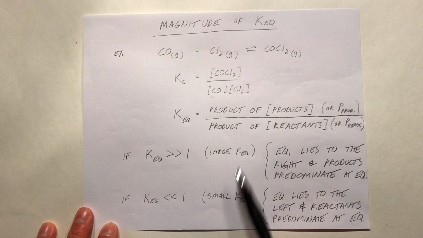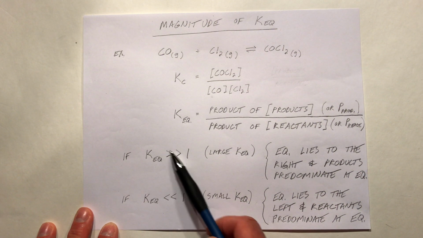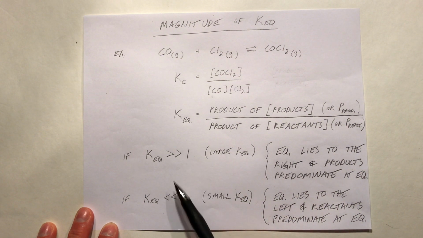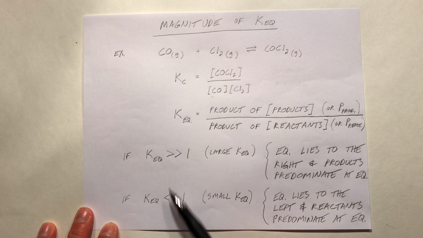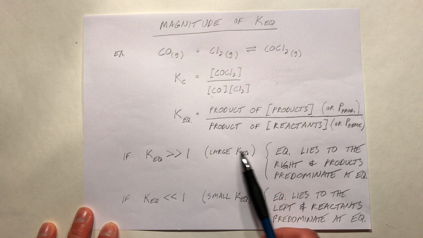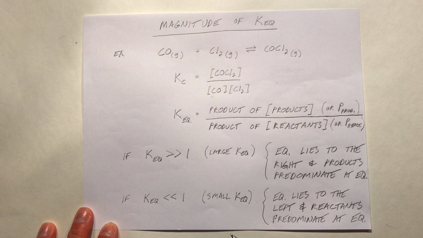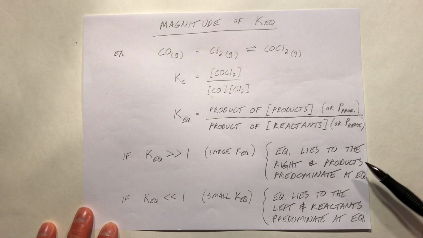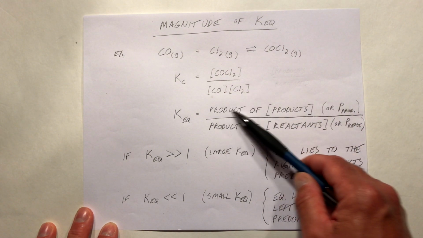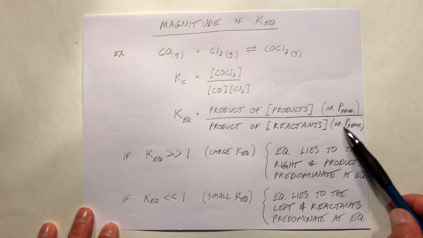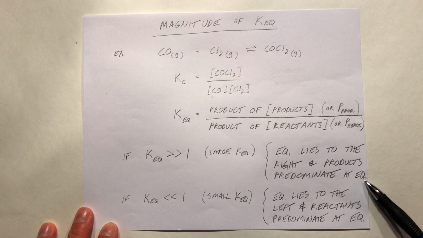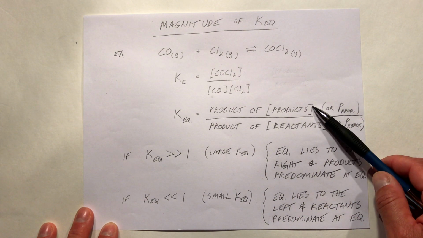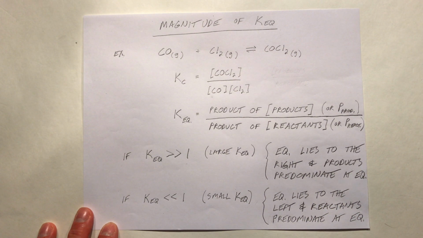Notice that since it's product over reactants, if Keq is very much bigger than 1, and if you're not familiar with this notation here, when you have 2 greater than signs, that means it's very much greater than. In other words, we have a large value for Keq, much bigger than 1. Then the equilibrium would lie to the right. We'd have more products than we would have reactants for concentration or for pressures. So the products would predominate when equilibrium was established. The balance point would occur when the concentration of the products was much bigger than the concentration of the reactants.